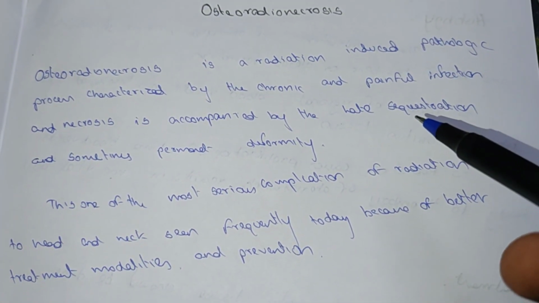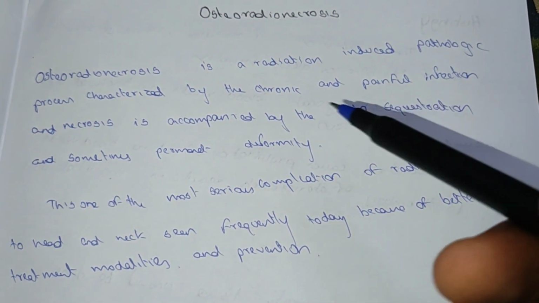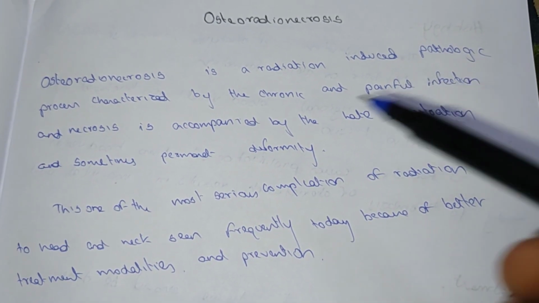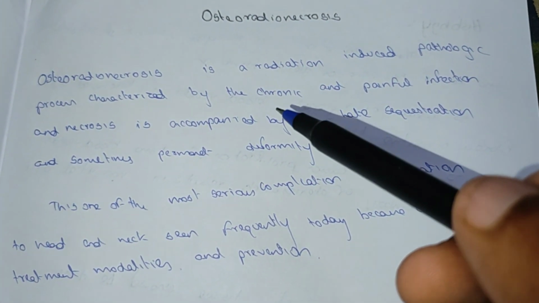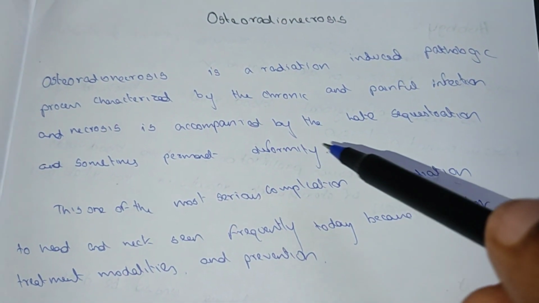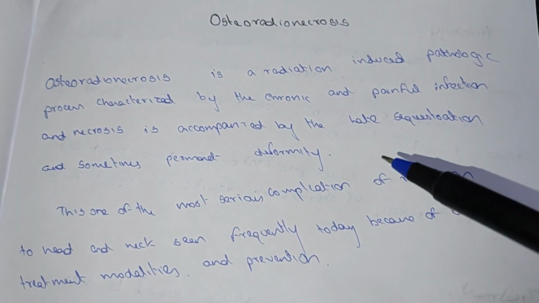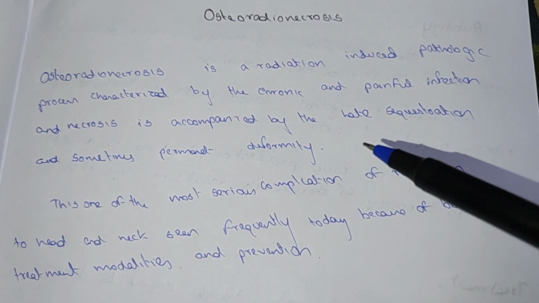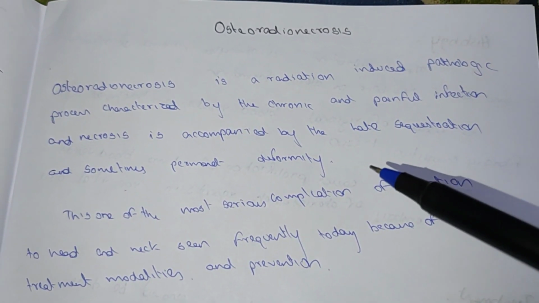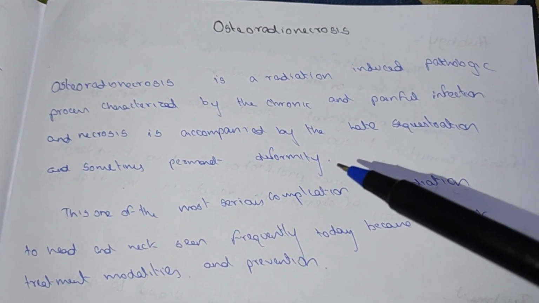Osteoradionecrosis is a radiation-induced pathological process characterized by a chronic painful infection and necrosis, accompanied by a late sequestration and sometimes permanent deformity. It is a painful infection which causes necrosis and is accompanied by a late sequestration and sometimes causes permanent deformity. It is known as osteoradionecrosis.